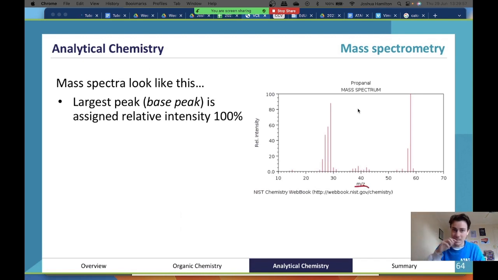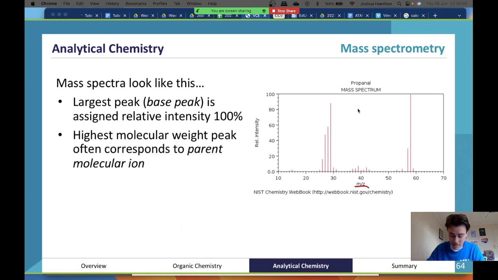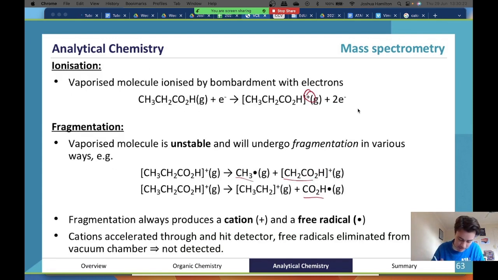As you can see here, there's a couple of things that we should look at. The largest peak here is the peak that has the relative intensity of 100%. What that means is it's the most common. It's the one that's hit the most. The highest molecular weight peak often refers to the parent molecular ion peak. What does that mean? It means this has not broken. For some reason it didn't break, we didn't get any free radicals, and essentially it went all the way through and got detected as a whole molecule still. Therefore that molecule stayed complete, and we refer to that as the molecule's total molar mass.